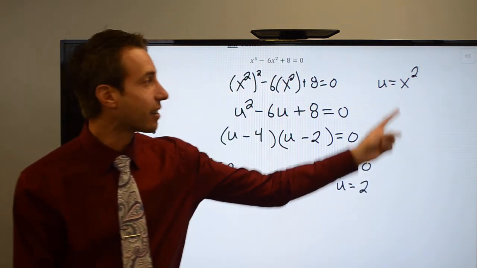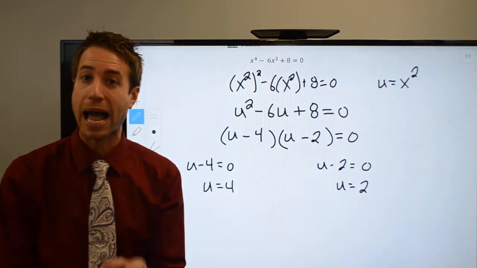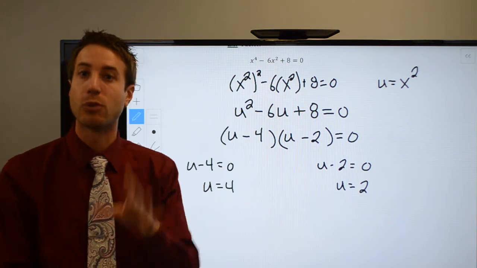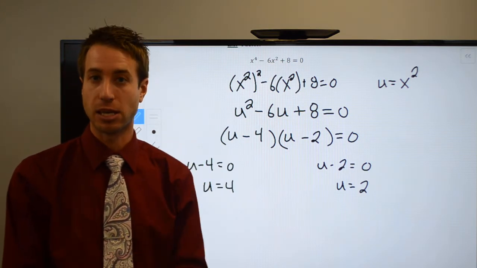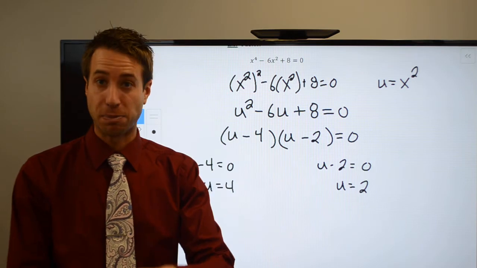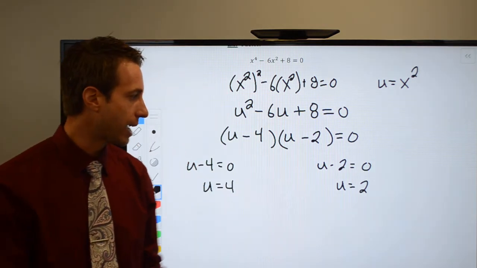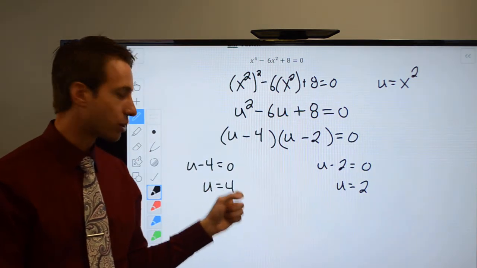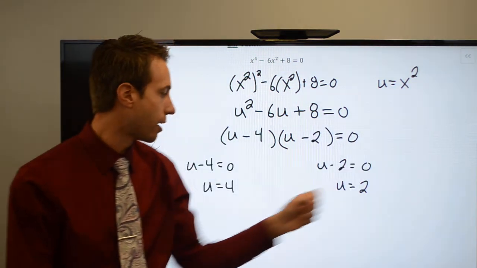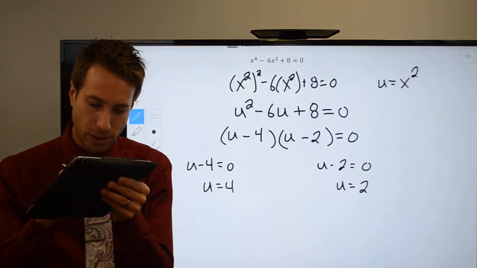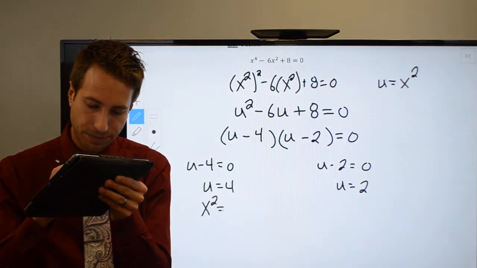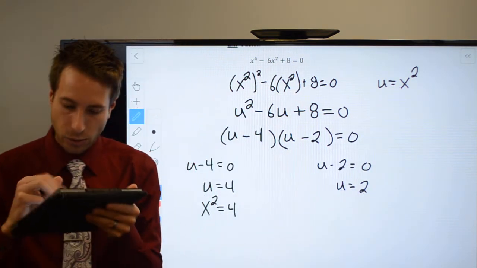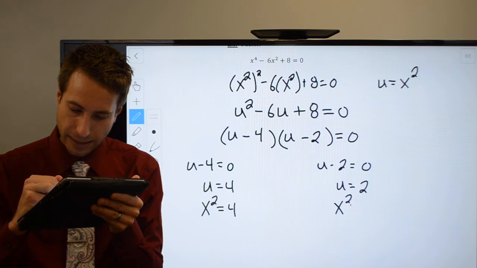Now, here's where that little bit right there is really important, because what happens is my original polynomial was not u equals. My original polynomial was x equals. So I need to put my x's back in. And it's not tricky at all, right? I know that u is equal to x squared. Well, I have a u equals 4, which means x squared is equal to 4. Just substitute those x's back in. Same thing right here, u equals 2, which means x squared is equal to 2. Just put those x's back in.